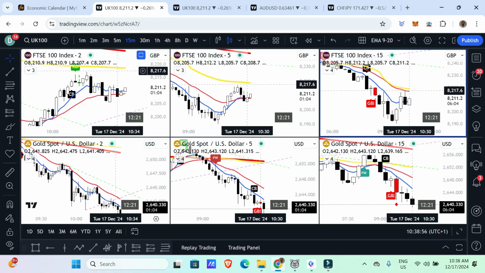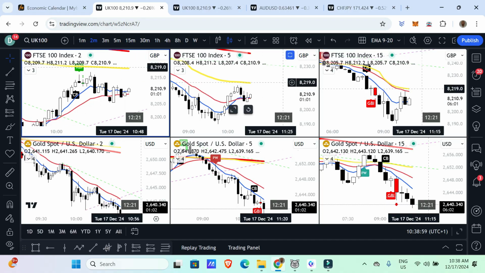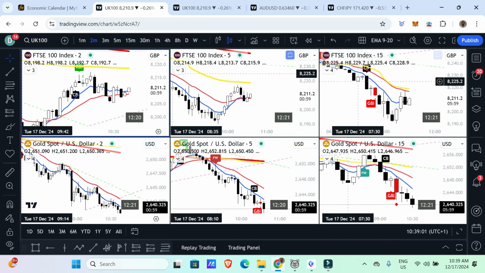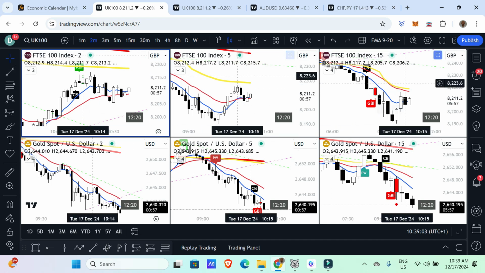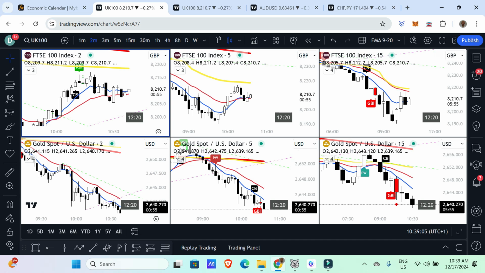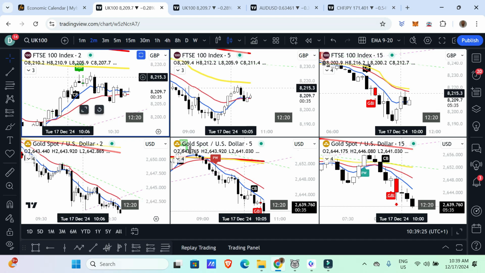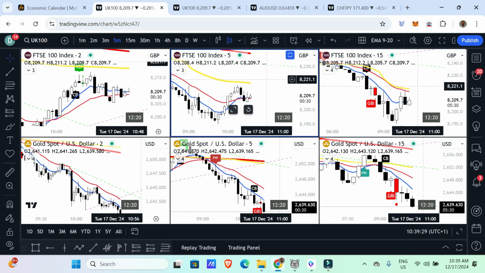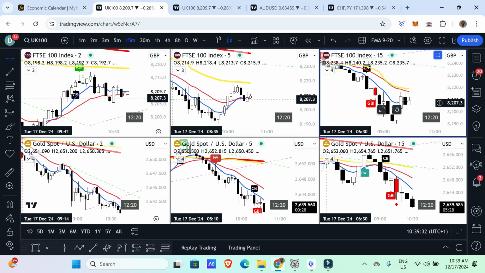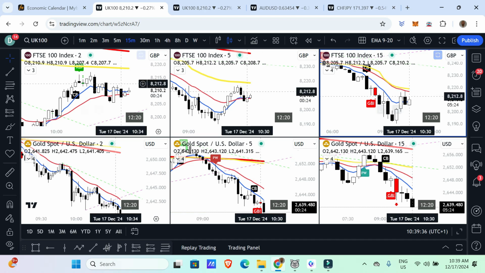All right, this is my chart, and like you can see here, I have 6 windows. On the first 3 on the top, I have FTSE. This is the UK 100 chart, okay? These are the 100 strongest companies in the UK. The first left chart is 2 minute, then in the middle is a 5-minute chart, and on the right we have a 15-minute chart, okay?